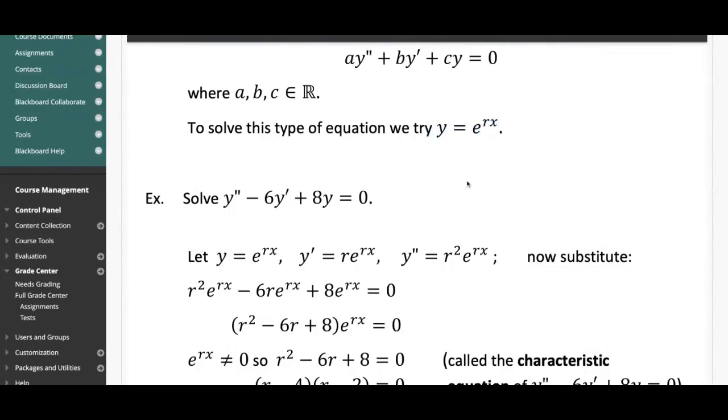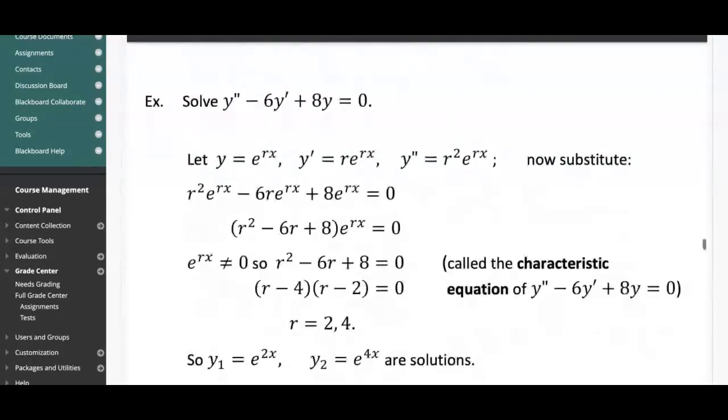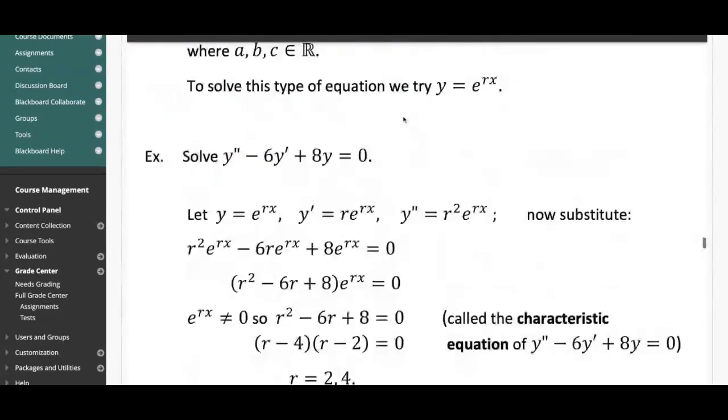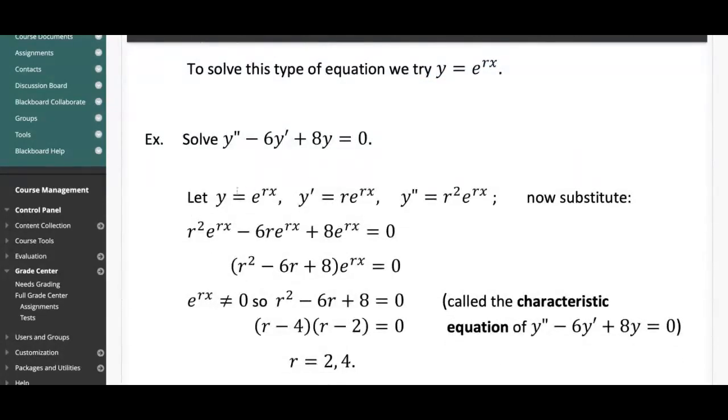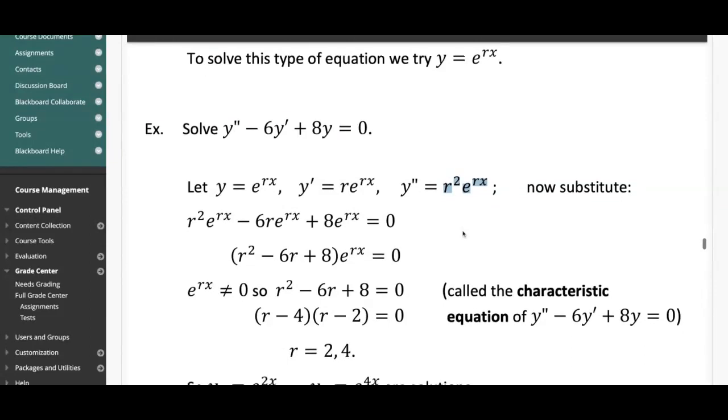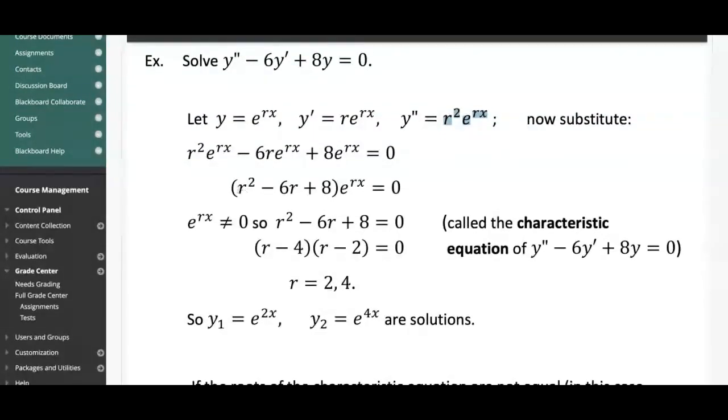The y is defined as e to the rx. And this is a special one, right? Because y is defined as e to the rx, y prime is just r times y, and y double prime is just r squared times y. So that's why we can factor out y. We have this quadratic to work with.